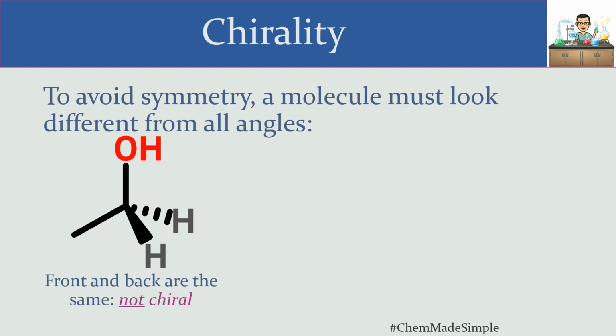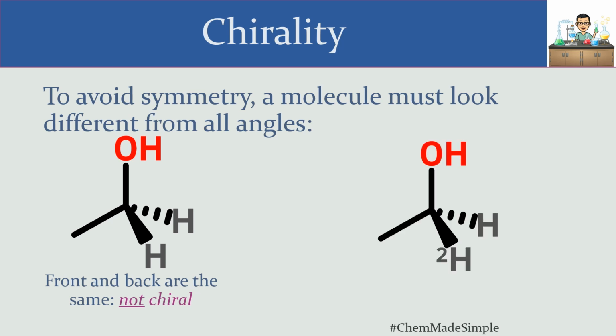But if we make a slight change, and let's say that instead of having two hydrogens attached to the same carbon, I have a different isotope of hydrogen, which is deuterium. So now the atom that's coming towards me is only deuterium. The atom that's going away from me is only, quote unquote, regular hydrogen. Now the front and the back are not the same. And when you do have that lack of symmetry, that means you have a chiral molecule.